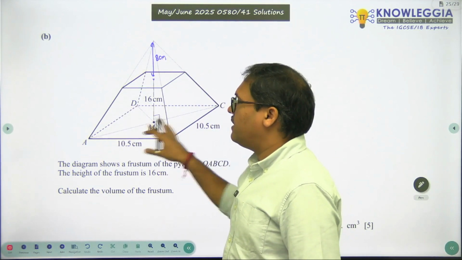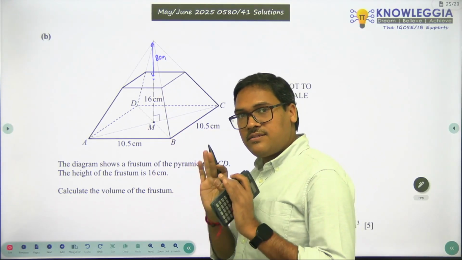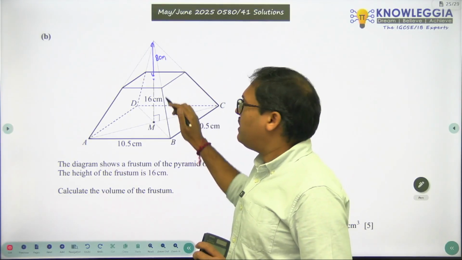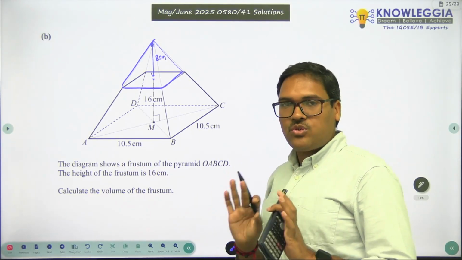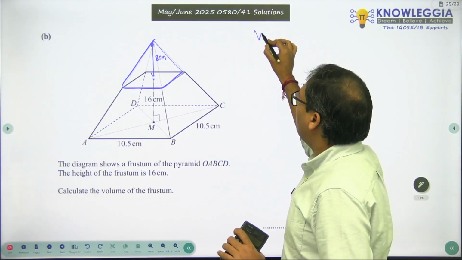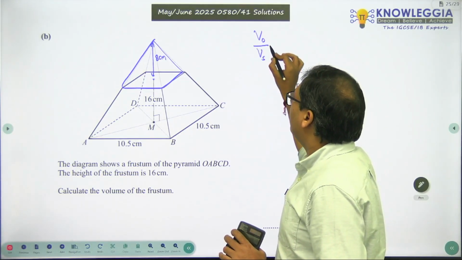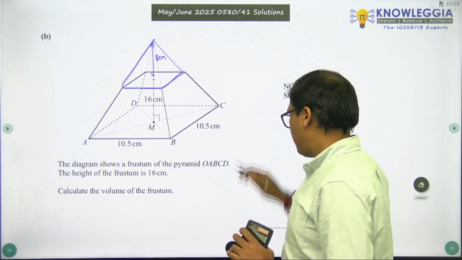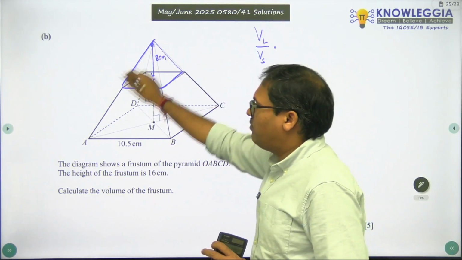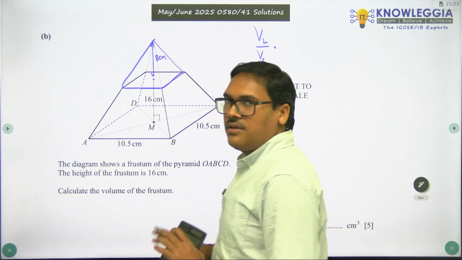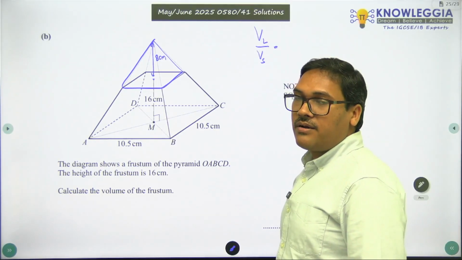If you take the entire pyramid and this part which is cut, they are both pyramids and they are similar. This complete pyramid and this part which is removed, which is again a pyramid, these two are similar. So can I say the volume of the original, larger pyramid upon the volume of the smaller pyramid is equal to the ratio, because they are similar. And what is the ratio of their heights?